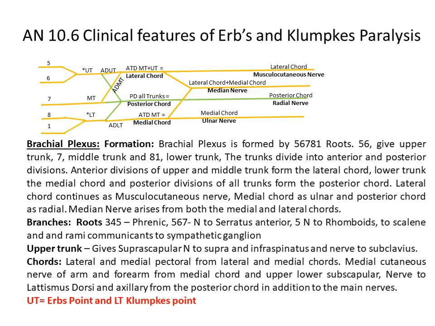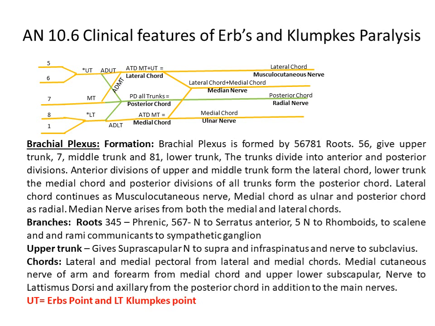If you want to remember the branches, first the roots: 3, 4, 5 phrenic, 5, 6, 7 nerve to serratus anterior, and 5 nerve to rhomboids. All roots give branches to scalene muscles and rami communicants to the sympathetic ganglion. The upper trunk gives suprascapular nerve, which supply the supraspinatus and infraspinatus, and nerve to subclavius.